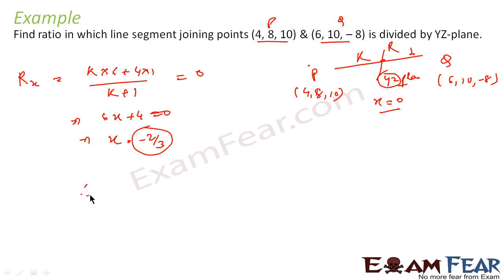Since this is minus 2 by 3, then we can say that this ratio is 2 by 3 and this is external division, correct? What we have done, very simple, we have got this point and we know that in the YZ plane, x is equal to 0.